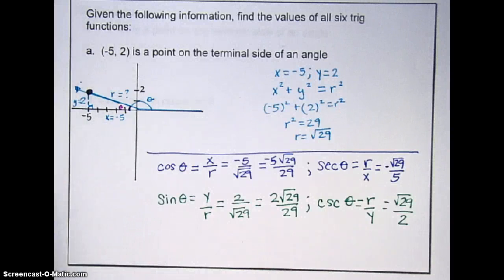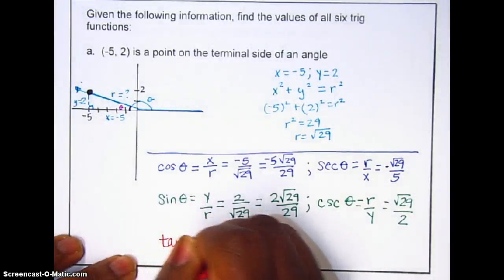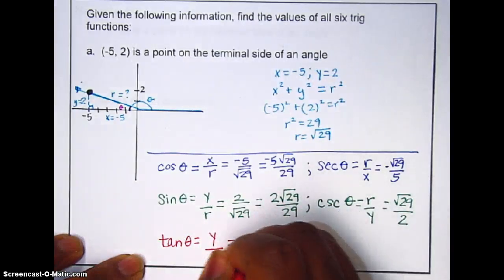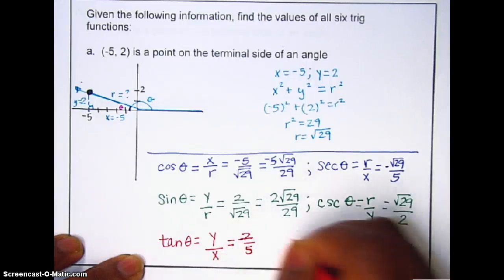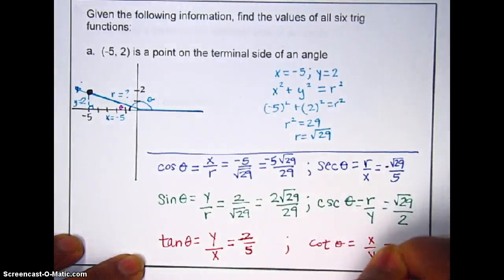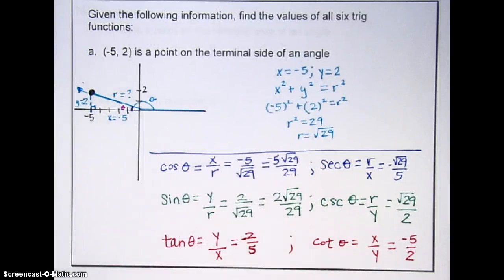My last combination, tangent and cotangent. Tangent of an angle can be found by taking its y-coordinate and dividing by its x-coordinate. So for us, that is 2 over negative 5, and we can put the negative up top with the 2. So this is negative 2/5. And cotangent is the reciprocal of tangent, x over y, where we take negative 5 and divide it by 2. So the value of our 6 trig functions can be found here, again, organized according to which angles are reciprocals of each other.